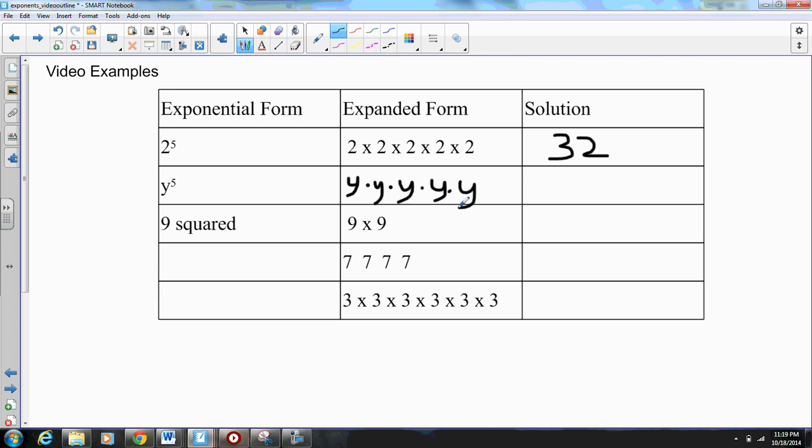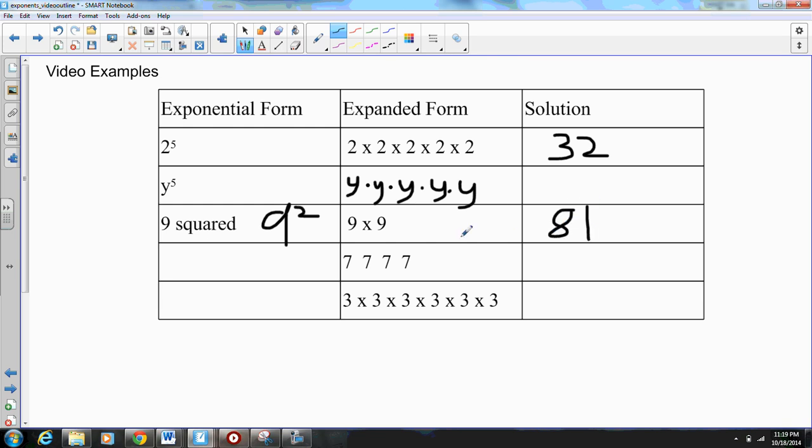Okay, 9 squared. We can rewrite the exponential form of 9 squared as 9 being the base number and 2 as the exponent. And of course, in expanded form, that simply means 9 times 9. And if we know our times tables, that would be equivalent to 81.